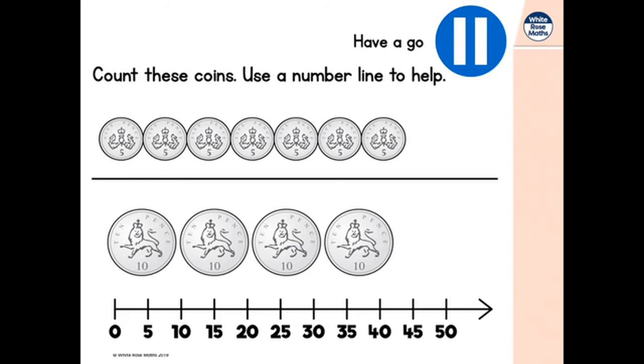Great. Let's count the top row. 5p. 5, 10, 15, 20, 25, 30, 35. That's 35p. Now let's go to the 10p. 10, 20, 30, 40. 40p.